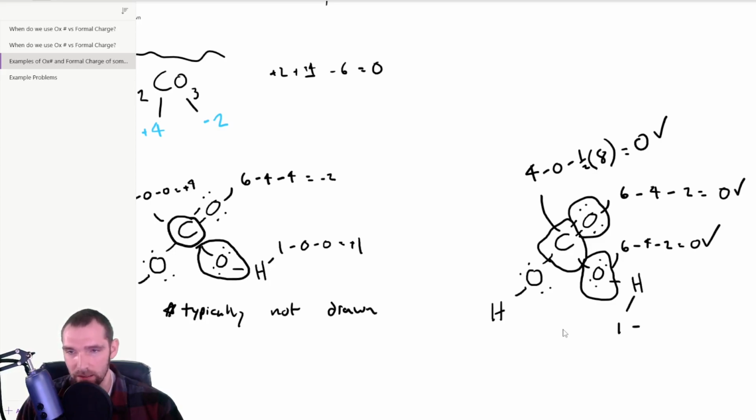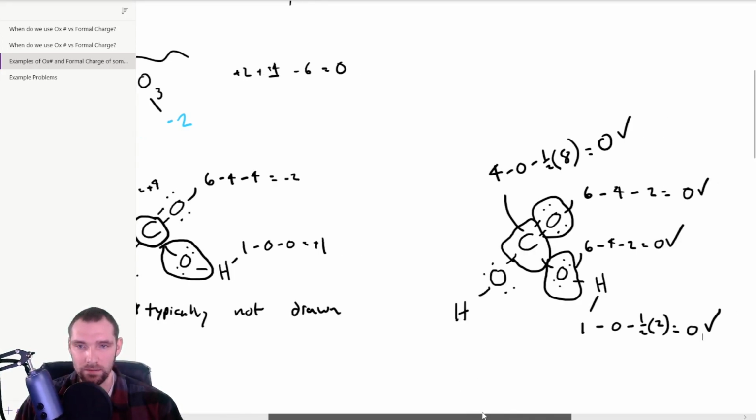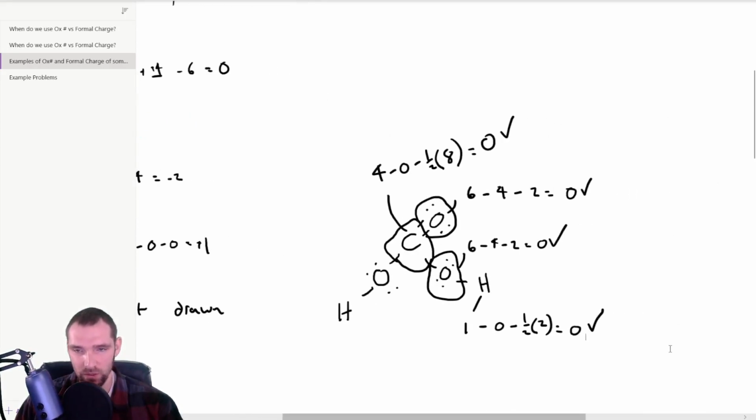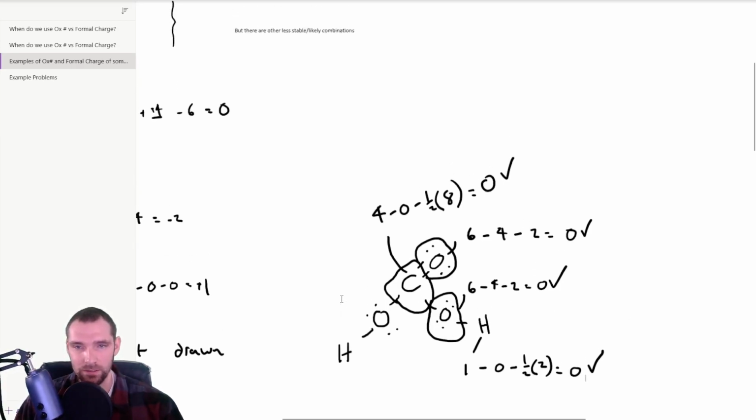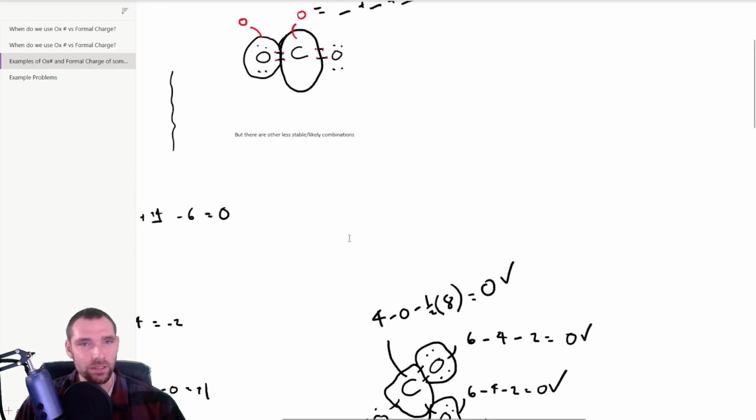This is 1. There's no unbound electrons, but it does get to interact with one of these. So you could consider this as 1/2 times the 2 electrons, or you could just say there's only 1 that you're really getting to interact with. And so we get a formal charge of 0. So this is pretty good. This is a very stably drawn out structure. So that's what you would see on a problem when you're doing the formal charge.